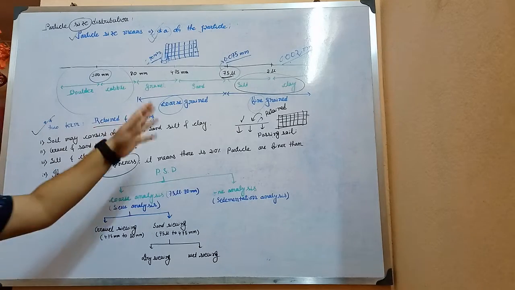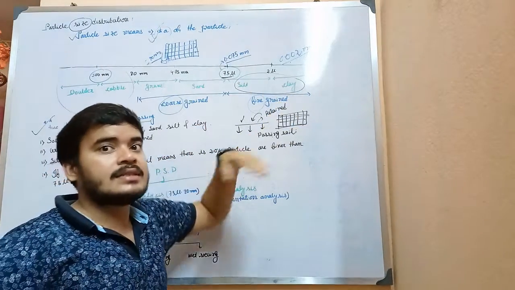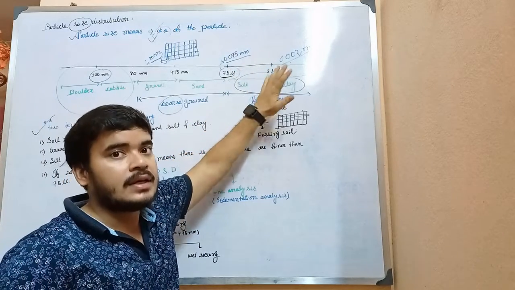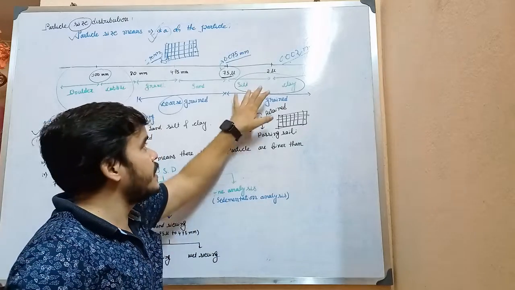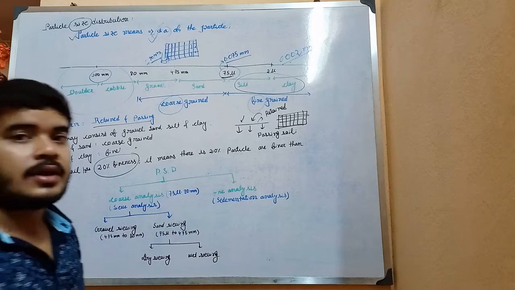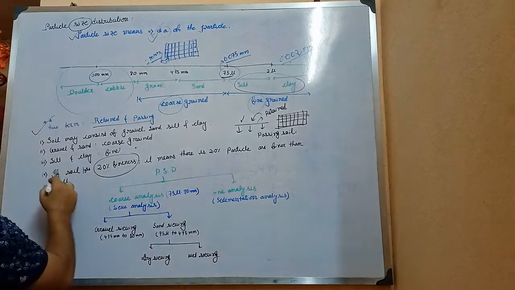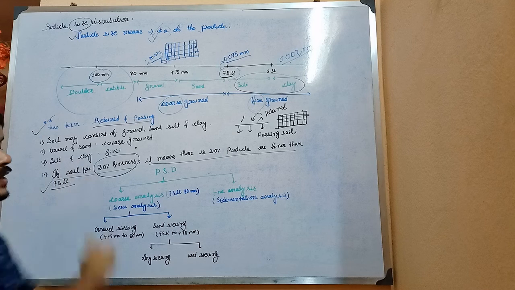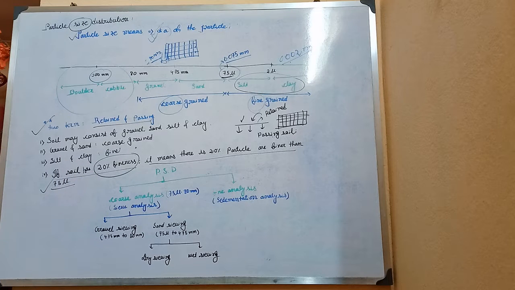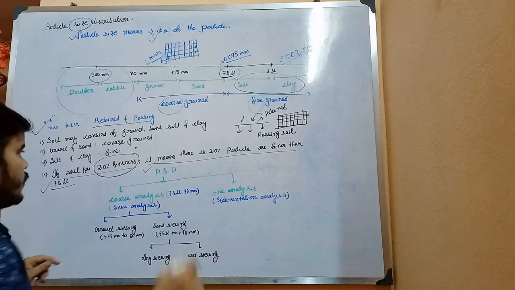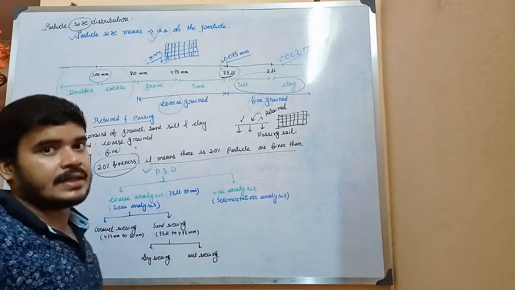The amount of silt and clay is generally called the fineness of soil. If 20% of particles pass through the 75 micron sieve, that means there are 20% silt and clay. So if the soil is 20% fineness, it means 20% particles are finer than 75 micron. This is a general term, so just write it down.